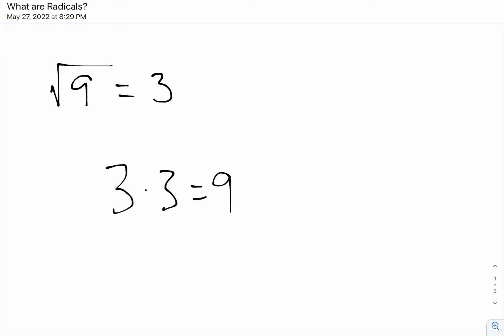And that's correct. But in this video, I'm going to dive into more like what radicals actually are, what's going on in this operation, the square root, to give us the number 3. What does it even mean? So let's take a look at the kind of classic example, the square root of some number.